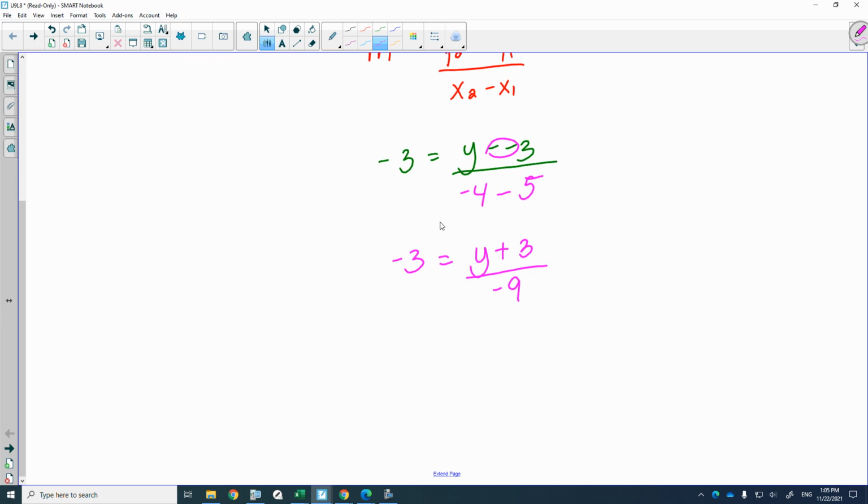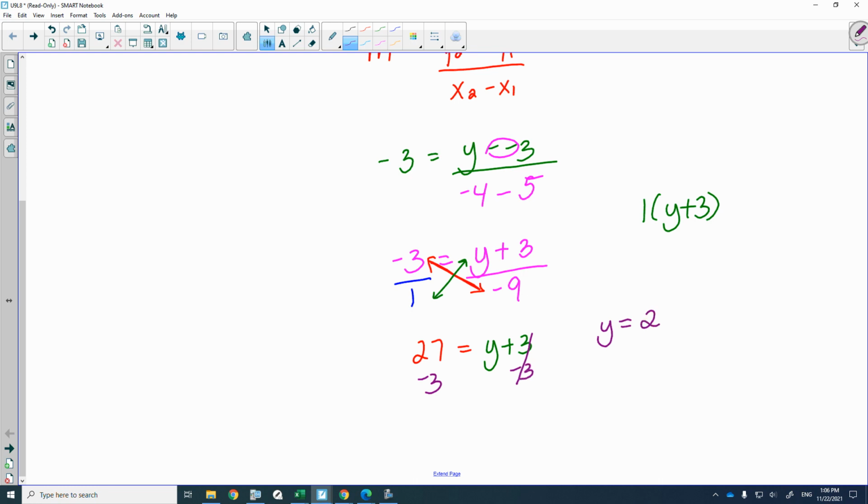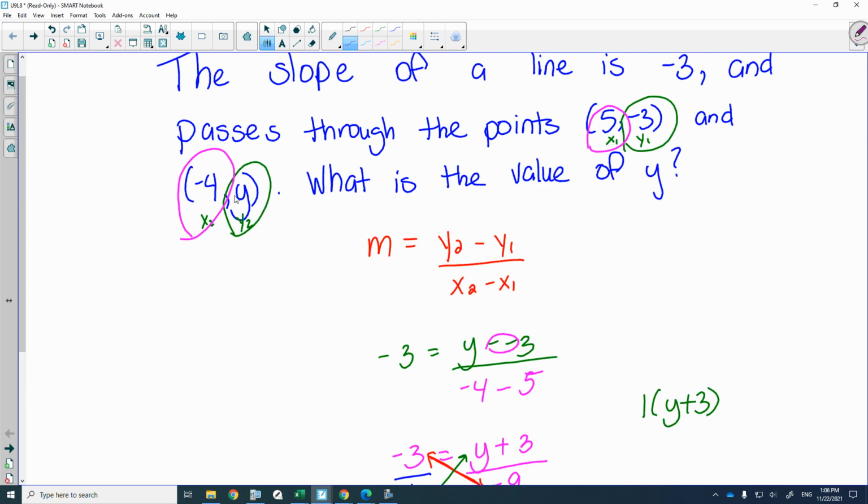But here's how you do it. In grade 9, this is how you would have done this. You would have put that over 1, and you would have cross multiplied. So you would have said, okay, -3 times -9 is 27. That is equal to 1 times y plus 3, which is just simply y plus 3. So that's how you would cross multiply. And then to solve for y, Tristan, what would I do from here? Yeah, get rid of the 3. And what was that missing y value? 24. So the missing y value up here would be 24.